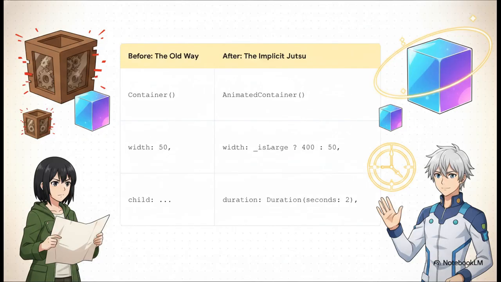Okay, now this is where the magic starts. Just look at how simple this is. On the left, you've got a normal container. If you change its width, it just snaps instantly. Kind of jarring, right? But look at the right. All we did was change it to an animated container and give it a duration. Now, when the width changes, Flutter handles the entire smooth transition for you. That's literally it. So cool.